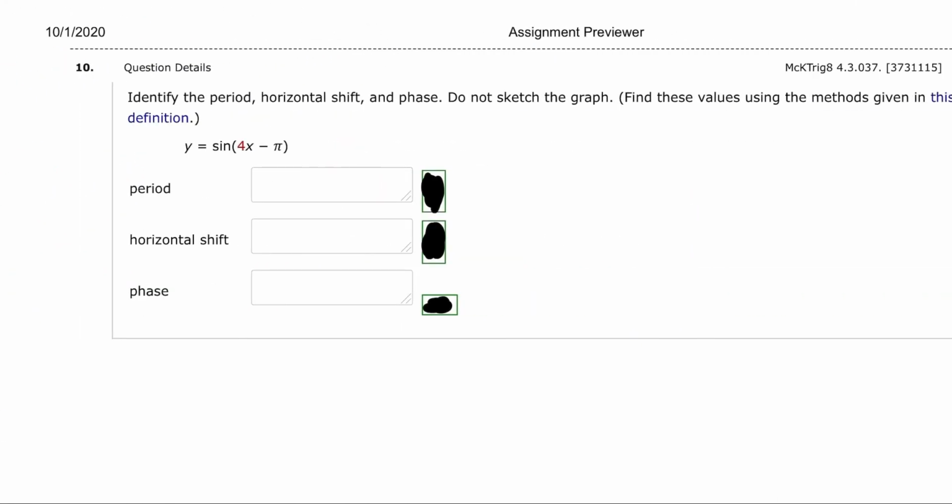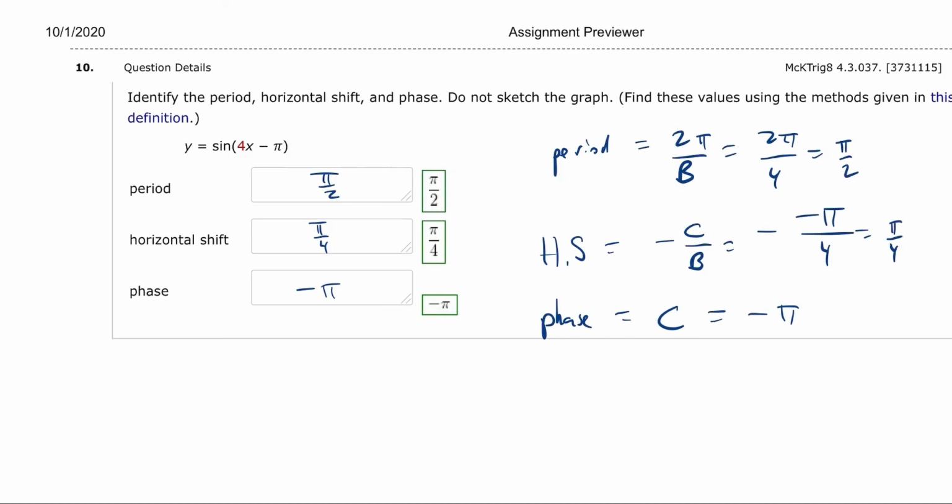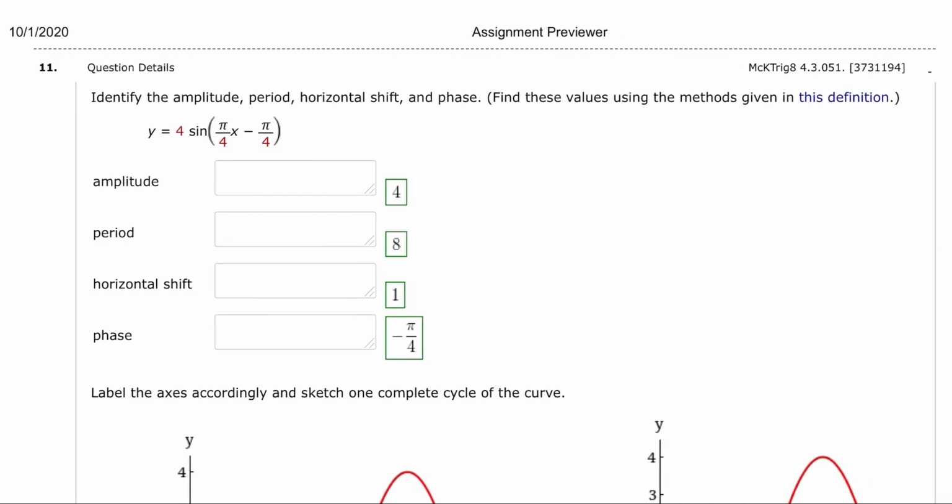All right, let's start with this one. The period is given by 2 pi over b, which is 2 pi over 4, which is pi over 2. Horizontal shift is given by negative c over b, which is negative of negative pi over 4. Double negative is positive pi fourths. And then the phase, that's just c. So the phase is c, which is negative pi. Let's see, are we done? Nope, we got a couple more to go.